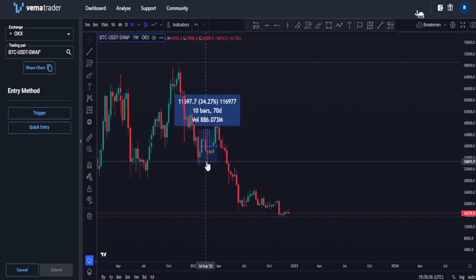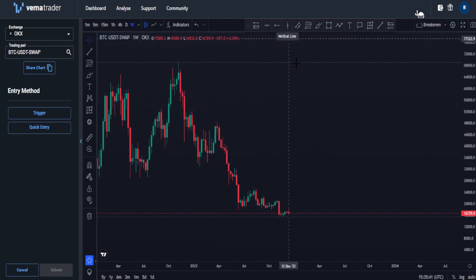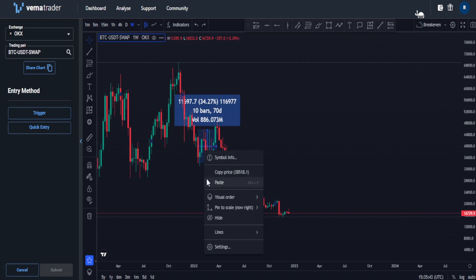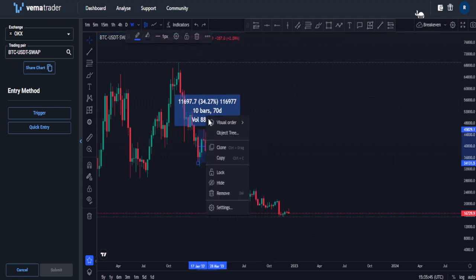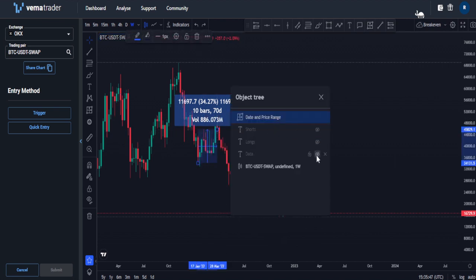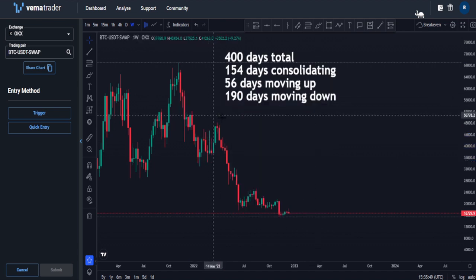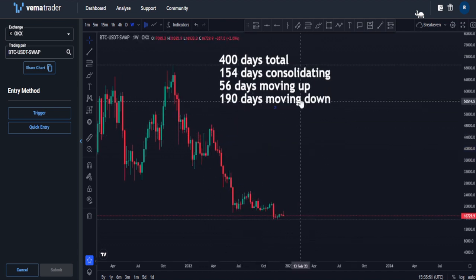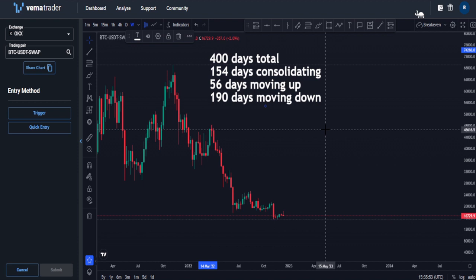And so what we then do, when I can get rid of this, is I should have kept that because I need the object tree, is we come to the object tree. Oh no, struggle this morning. And we get some data, or data for you, if that's what you prefer. So we had 400 days total of price action. We had 154 days where price was consolidating, 56 days where it was moving up, and that means that there was 190 days left over where price was moving down.